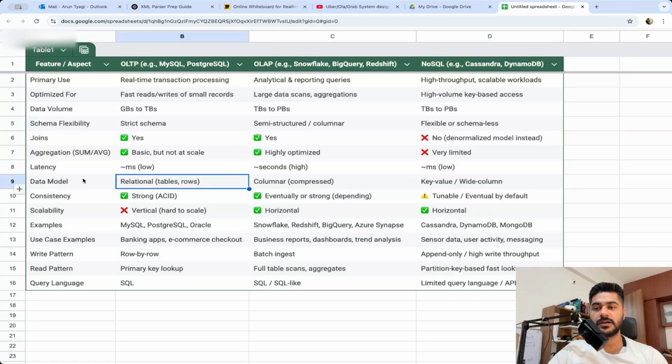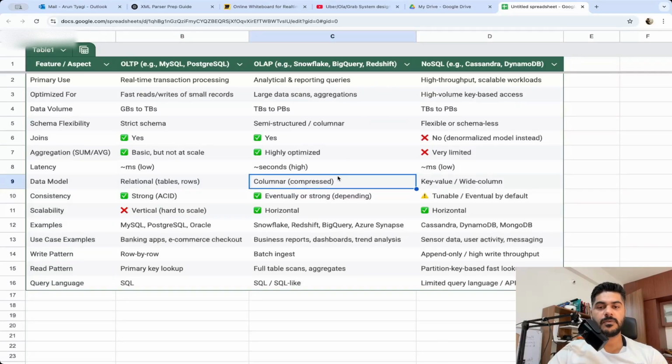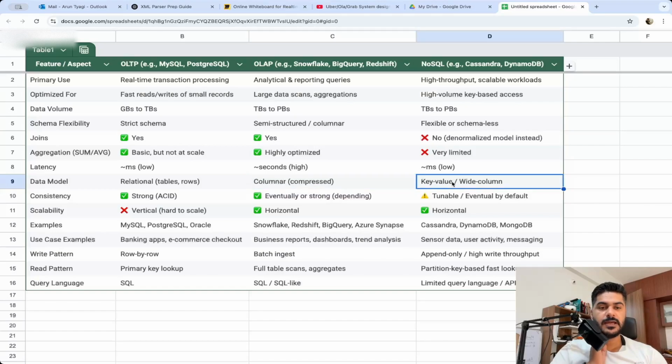Now coming to your data model, relational tables with rows, we are used to seeing. In your OLAP, it is stored in a compressed manner, because we have to store a huge volume of data, so it has to be compressed. I didn't talk about columnar though, I'll talk about it in the next section. Then in NoSQL, most of the time it is key and value, right? And that is how it is structured.